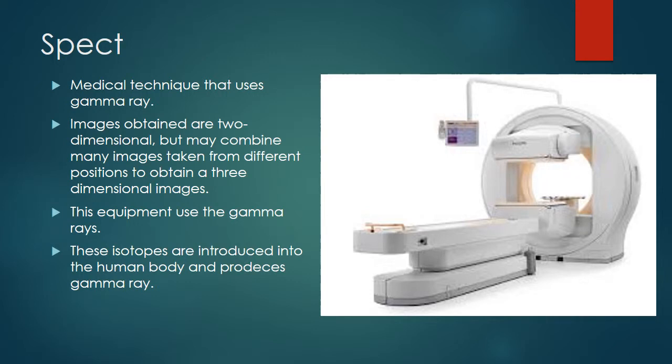These rays are produced by radioactive isotopes such as technetium-99. These isotopes are introduced into the human body as part of biologically active molecules. The procedure is similar to positron emission tomography, but in SPECT it is the isotope which produces gamma rays. SPECT is simpler because more accessible isotopes with longer half-life can be used.